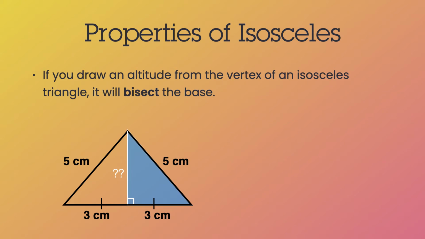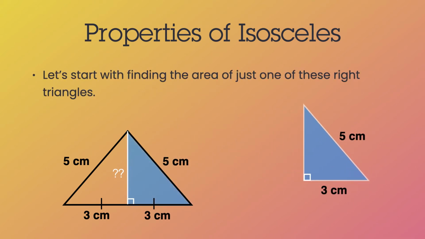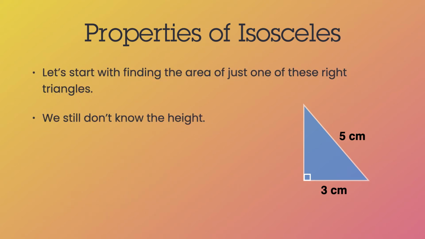And since we have our same legs, we have those same bases, these actually are 2 congruent triangles, one on the right, one on the left. Now we're going to focus just on the one on the right for a minute. We're going to find the area of this single right triangle. And we still don't know the height though. We need the height to be able to find the area.